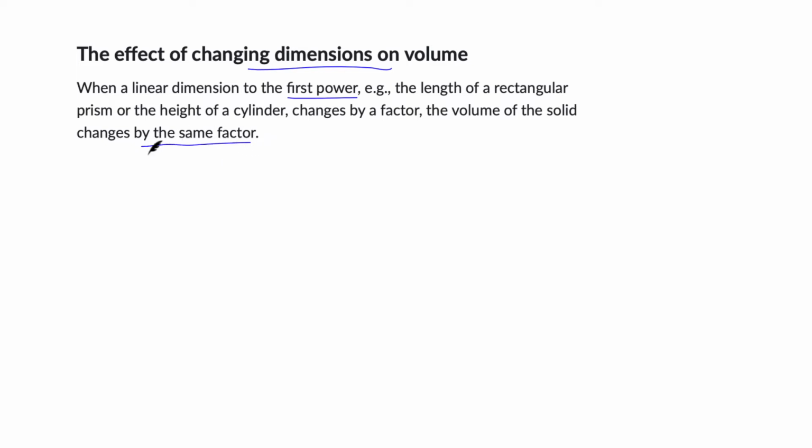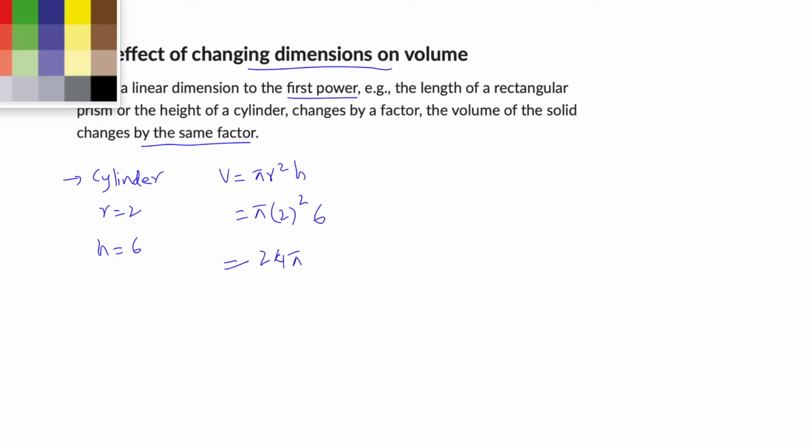Very important. For example, let's say we have a cylinder whose radius is 2 and the height is 6. What will be the volume of this cylinder? Let's calculate. The volume is pi r squared h. Plug in the values. Pi, r is basically 2, 2 squared, into height, which is 6. So 6 into 4 is 24 pi. This is the volume.